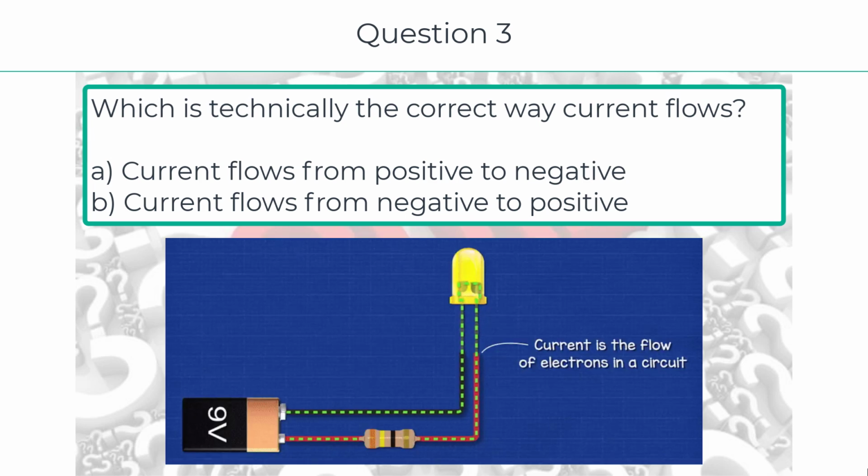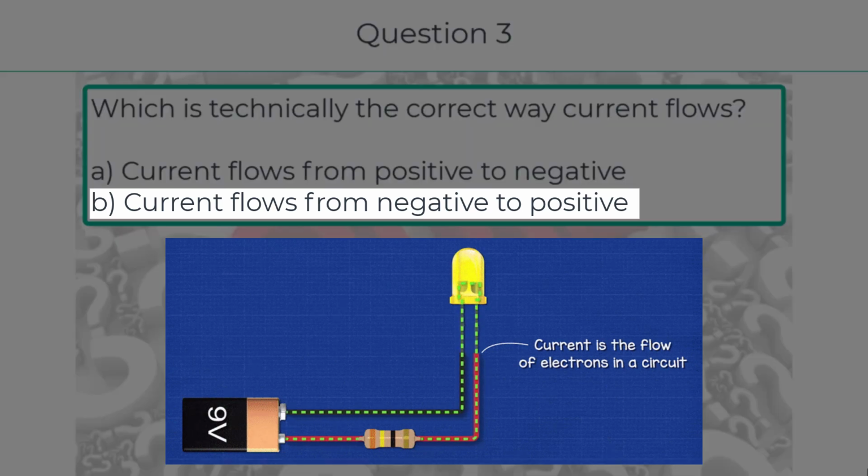Question 3. Which is technically the correct way that current flows? A. Current flows from positive to negative, or B. Current flows from negative to positive. The answer is B. Technically, electrons flow from negative to positive.